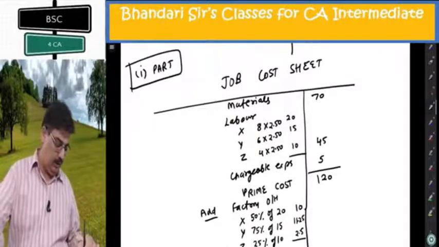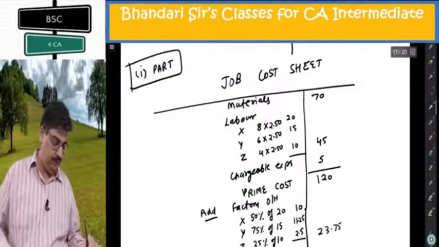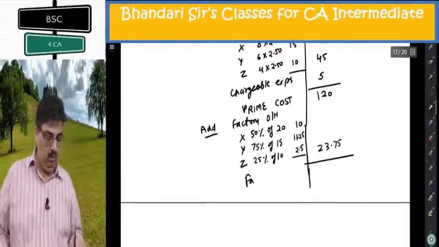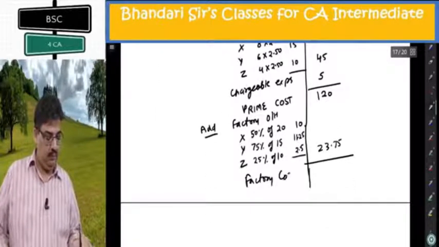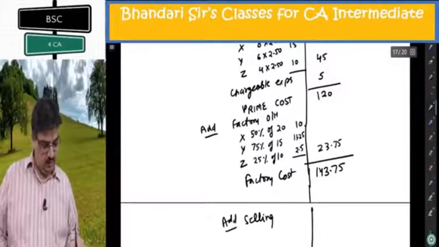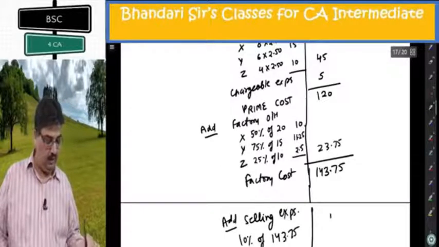I'm getting 23.75. So if I add, I get factory cost. Factory cost 143.75. Add selling expenses, 10% of 143.75, 14.38 approximately.